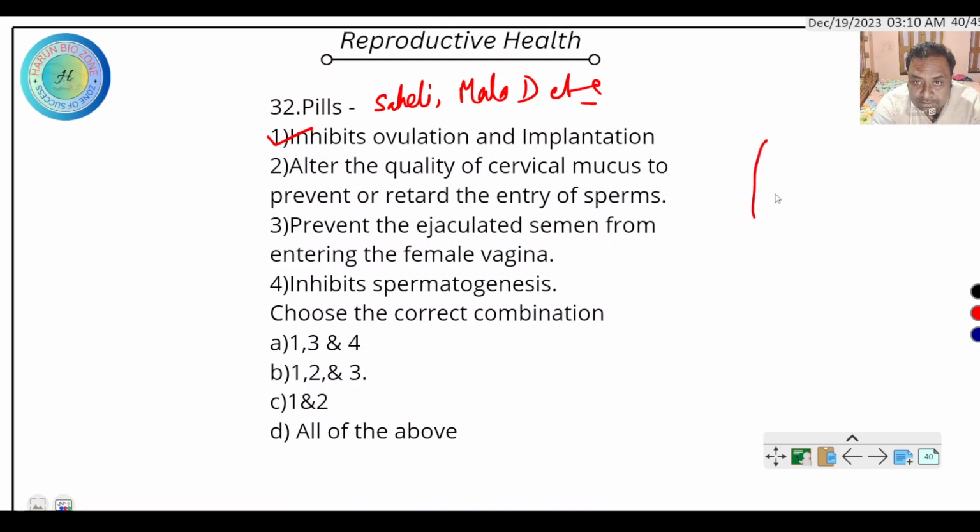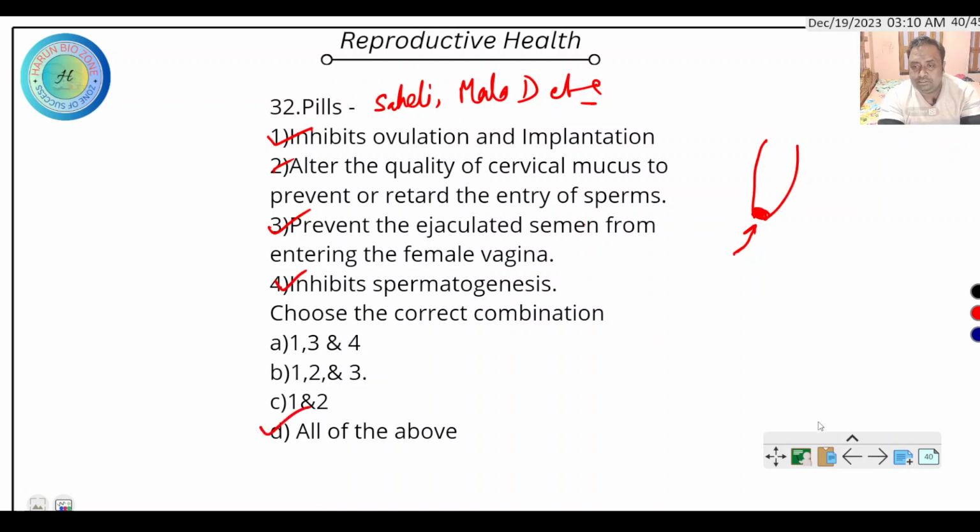This is the cervix, and the cervix is covered by mucus, so sperm do not enter here. Prevent the ejaculated semen from entering the female vagina. Okay, it is also right. If the mucus covers the cervix region, then no sperm is allowed to enter. The pills also inhibit spermatogenesis. Here the all of the above answer is correct.